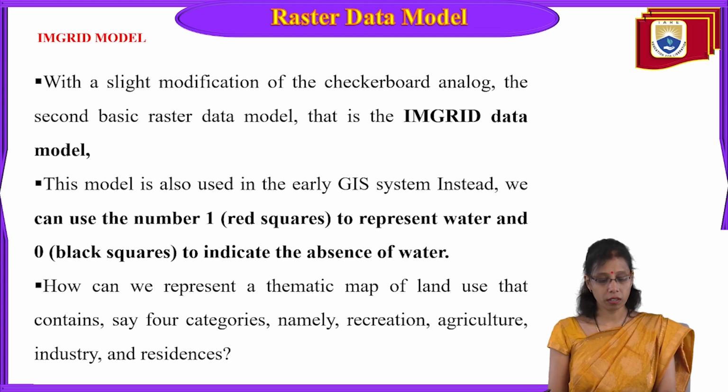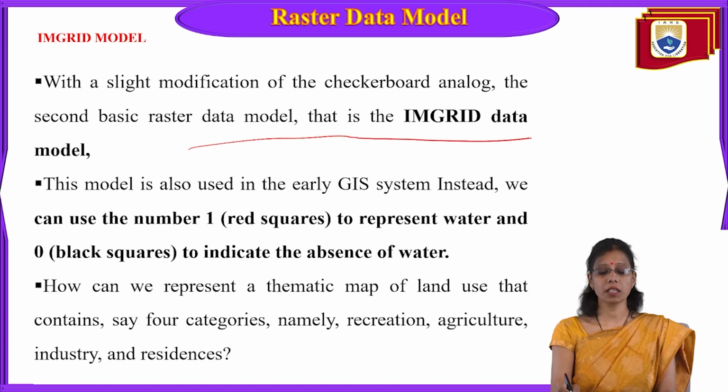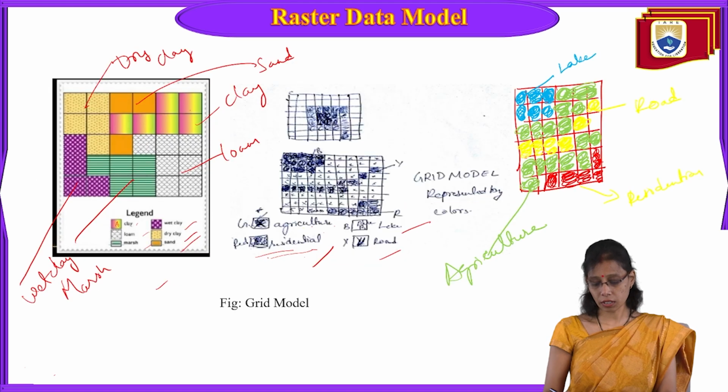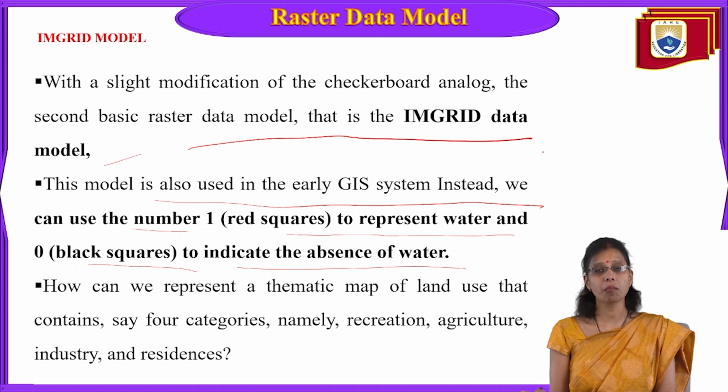Now the in-grid model. With a slight modification of the checkerboard analog, the second basic raster data model is the in-grid data model. This model was also used in early GIS systems. Instead, we can use the number 1 for red squares to represent water, and 0 for black squares to indicate the absence of water. Just now we have seen this with colors. The same thing we can represent with numbers, 0 or 1.